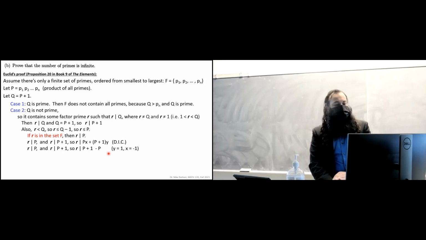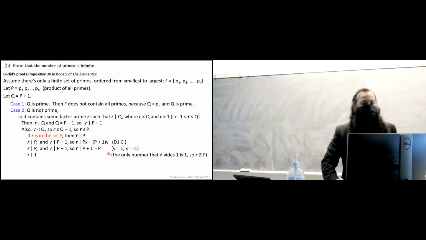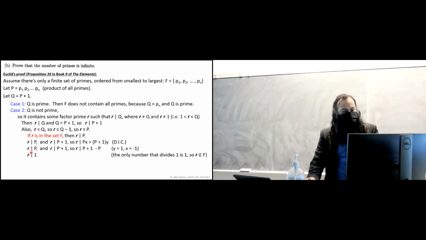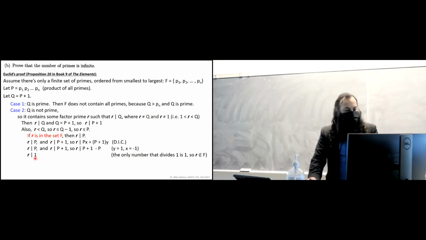Louder? R divides 1. What's the only number that divides 1? 1. 1 is the only thing that can divide 1. So we already said that R is a prime that is not 1 or Q. I mean, 1 is not a prime. So if I say R is a prime factor, I'm saying it's not 1, it's not Q. So how can you have a prime number that divides 1? It's impossible. 1 is the only thing that divides 1.